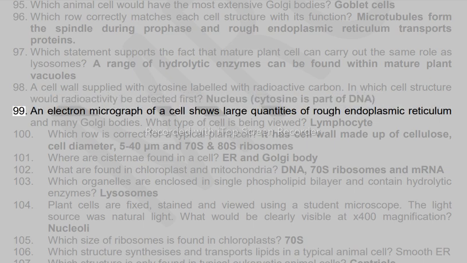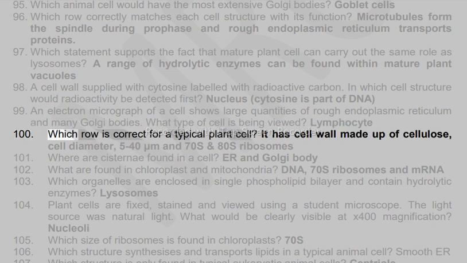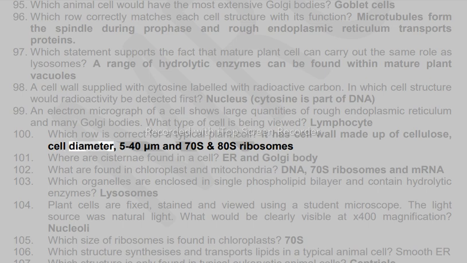99. An electron micrograph of a cell shows large quantities of rough endoplasmic reticulum and many Golgi bodies. What type of cell is being viewed? Lymphocyte. 100. Which row is correct for a typical plant cell? It has a cell wall made up of cellulose, cell diameter 5 to 40 micrometers, and 70S and 80S ribosomes.